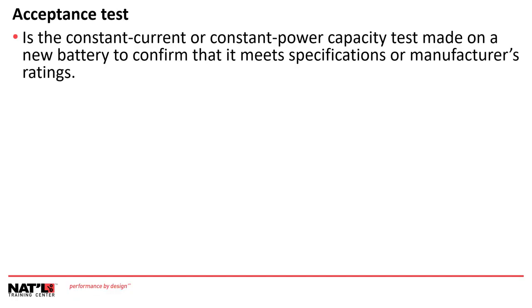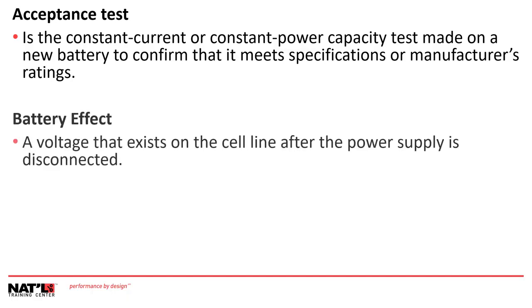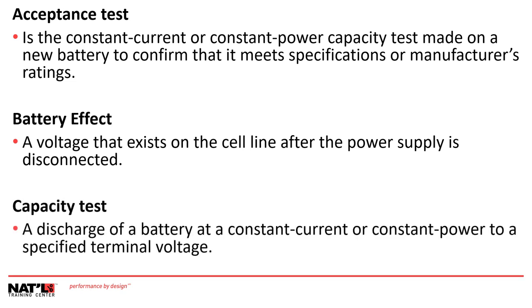Acceptance test. This is the constant current or constant power capacity test made on a new battery to confirm that it meets the specification or manufacturer's ratings. Battery effect. This is a voltage that exists on a cell line after the power supply is disconnected. Capacity test. A discharge of a battery at a constant current or constant power to a specified terminal voltage.